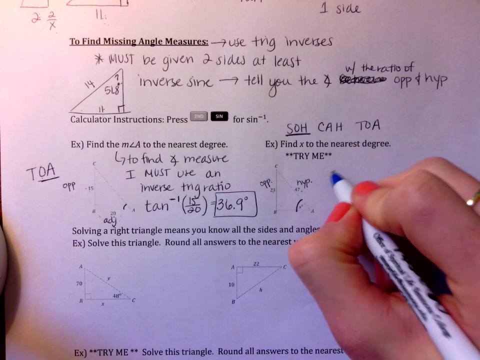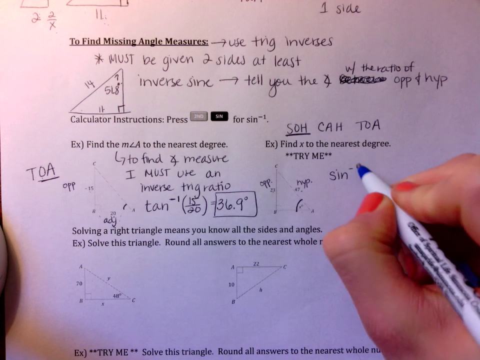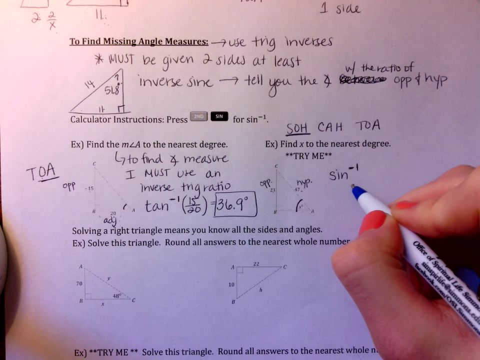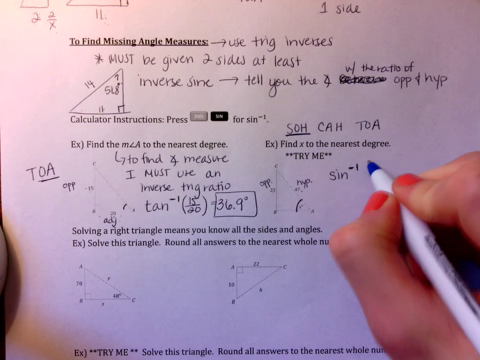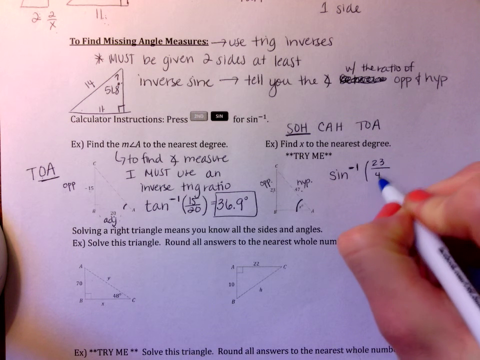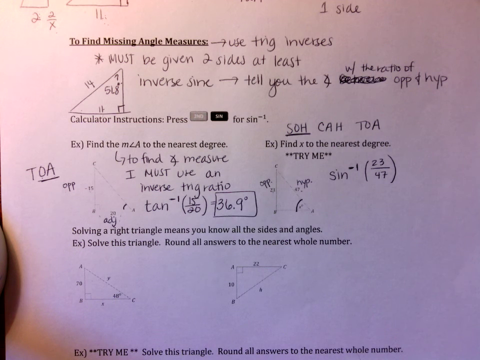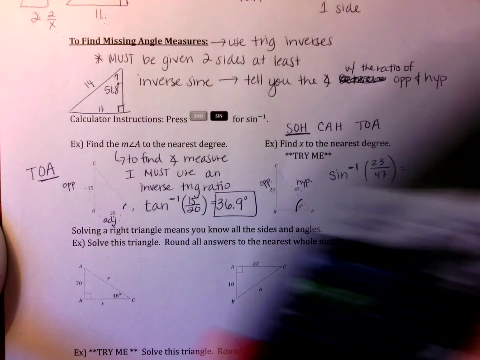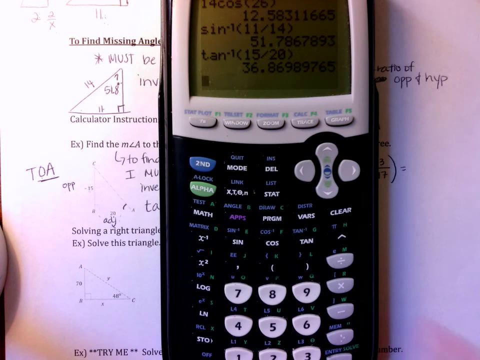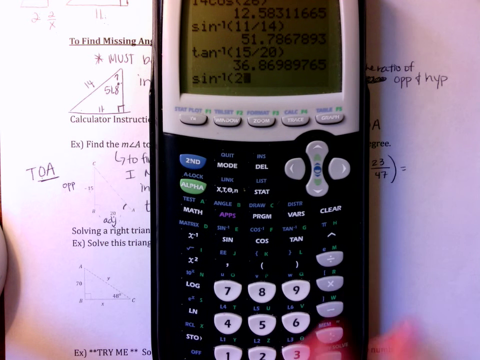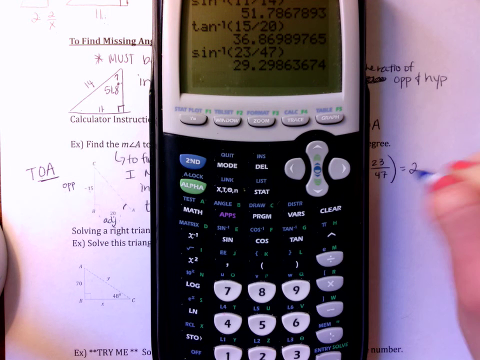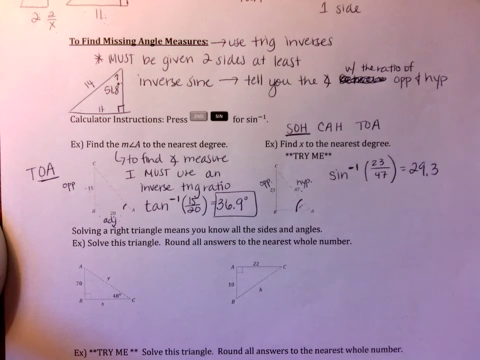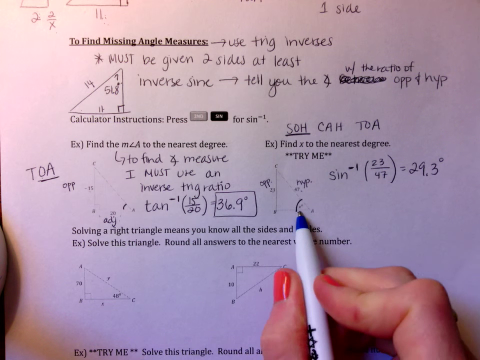So I'm going to tell my calculator, find me an angle. That's this part. Find me this angle if I know the ratio of the opposite and hypotenuse sides is 23 to 47. All right, let's plug it in. Second sine of 23 divided by 47. 29.3. 29.3 degrees would be this angle right here.